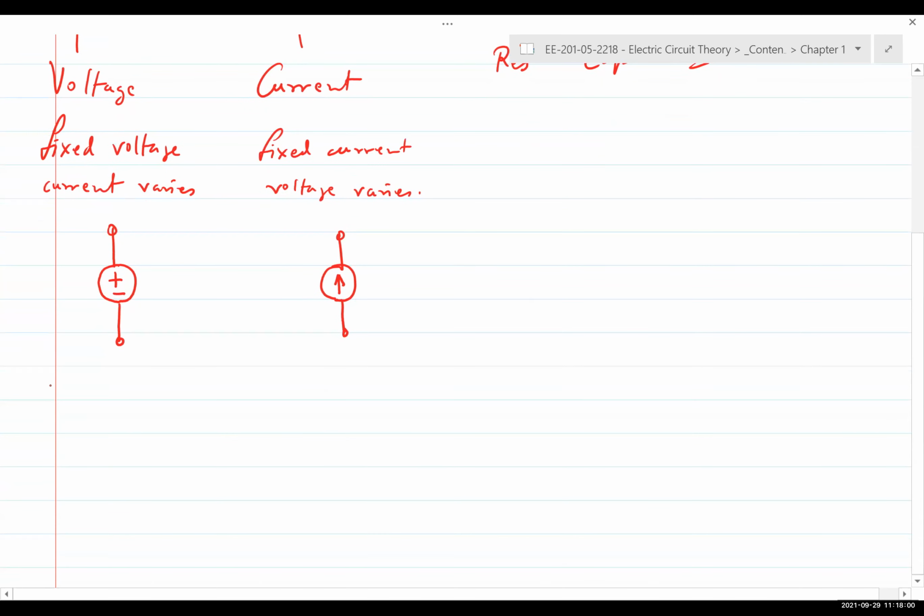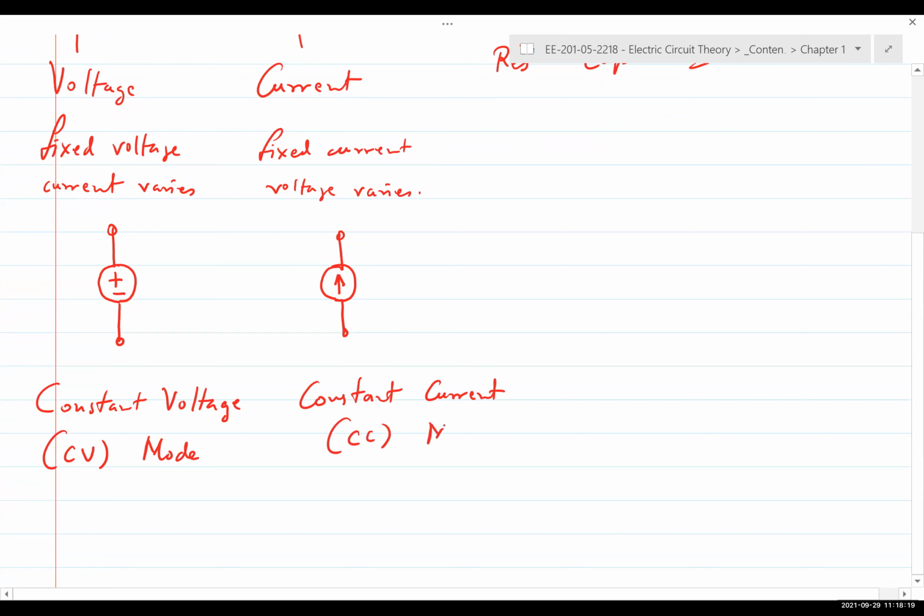And so in real life power supplies, you run it in constant voltage mode, CV mode, and constant current, CC mode.